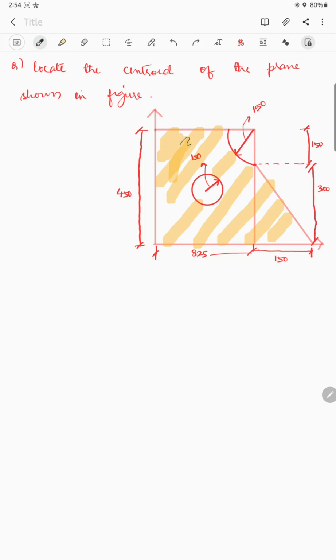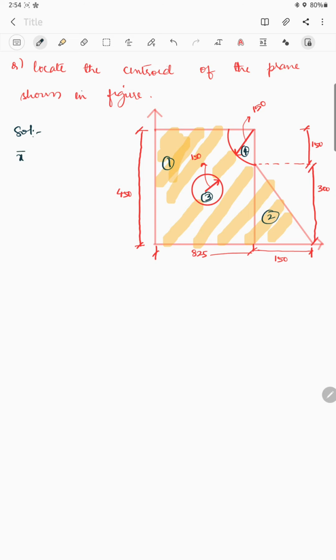We'll take this rectangle, which is 825 by 450, as number 1, and this triangle as 2, and next this circle as 3, and this semicircle as 4. So these are the four regular figures. We are dividing a composite figure into four regular figures. So, what we have to do here is the solution.